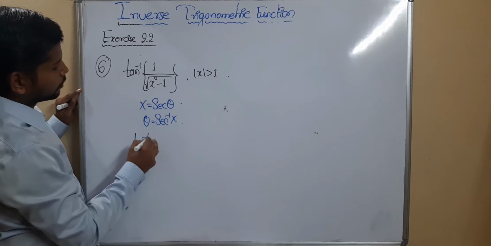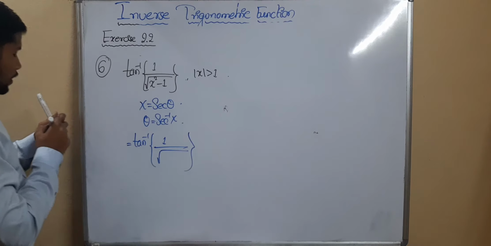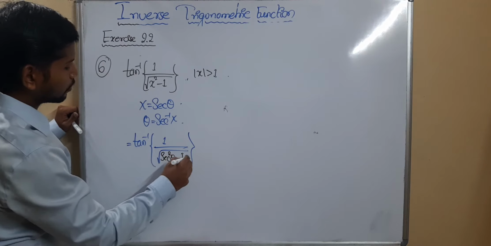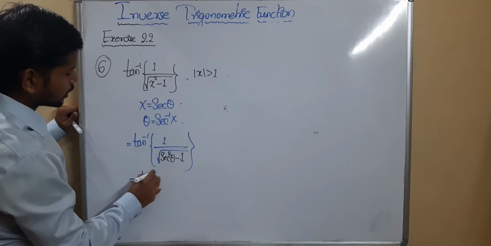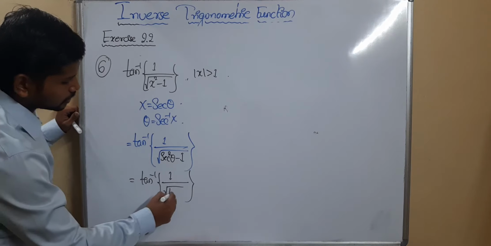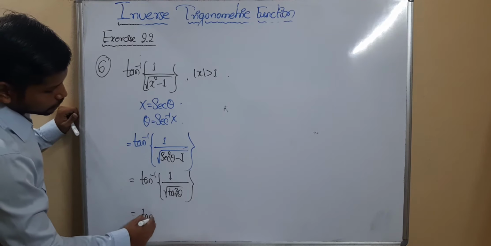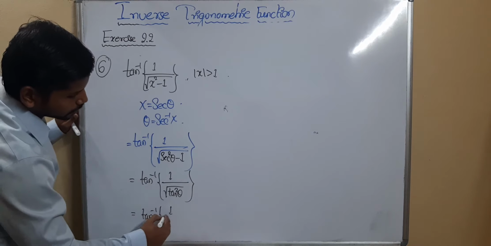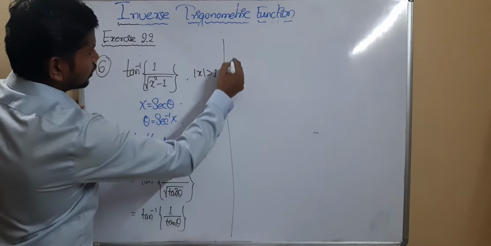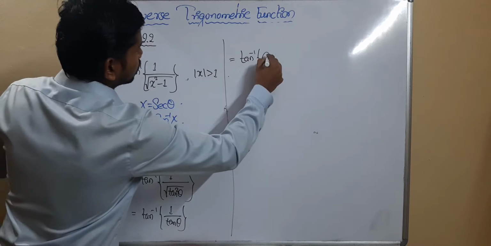It will be tan inverse of 1 divided by square root of, what's the value of x, can you say? The x value is secant square theta minus 1. Now it is tan inverse of 1 divided by square root of, what is secant square minus 1? Yes, it is tan square theta. Then tan inverse of 1 divided by square root cancels, it is tan theta. Then the next step will be tan inverse of 1 by tan, which is cot theta.